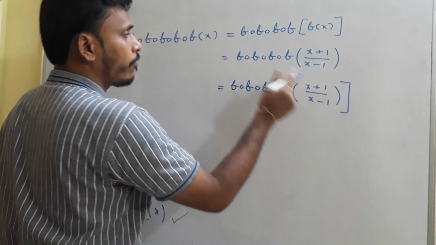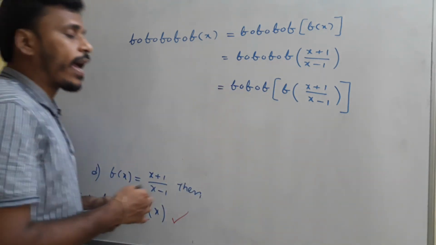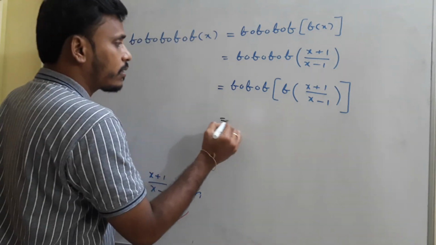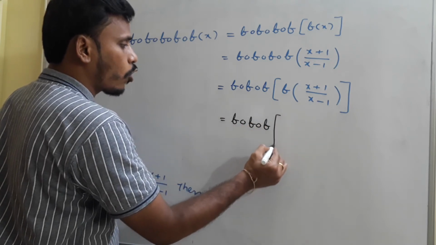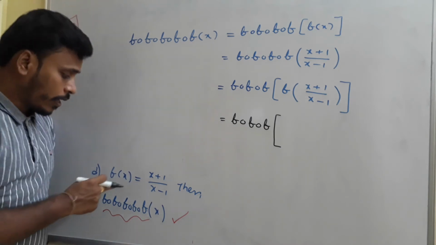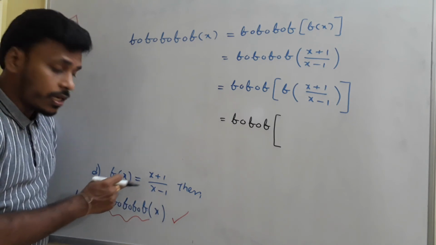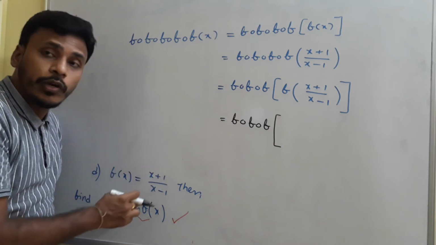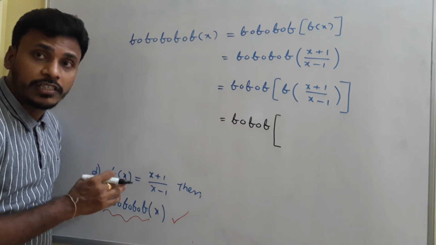See, 4 times I have, here again I have 4 times, but I need to calculate this f of (x plus 1) by (x minus 1). For that, this is equal to f circle f up to which, but f of (x plus 1) by (x minus 1). You just think about it. f of x is (x plus 1) by (x minus 1). f of y is (y plus 1) by (y minus 1). f of z is (z plus 1) by (z minus 1).